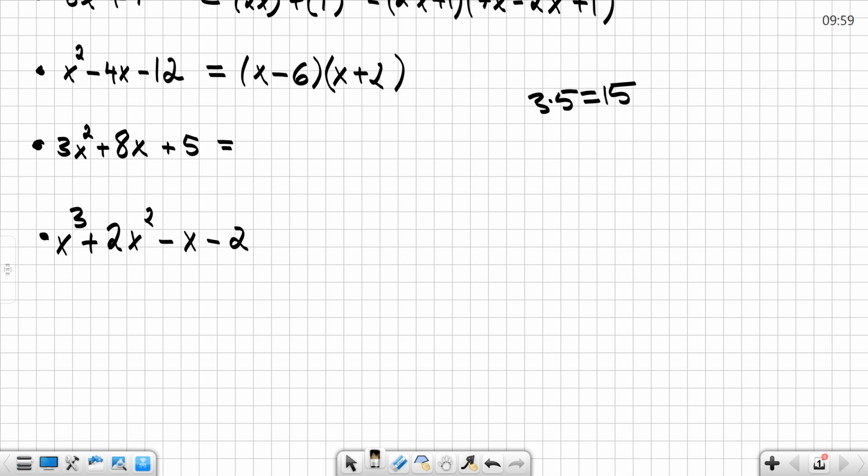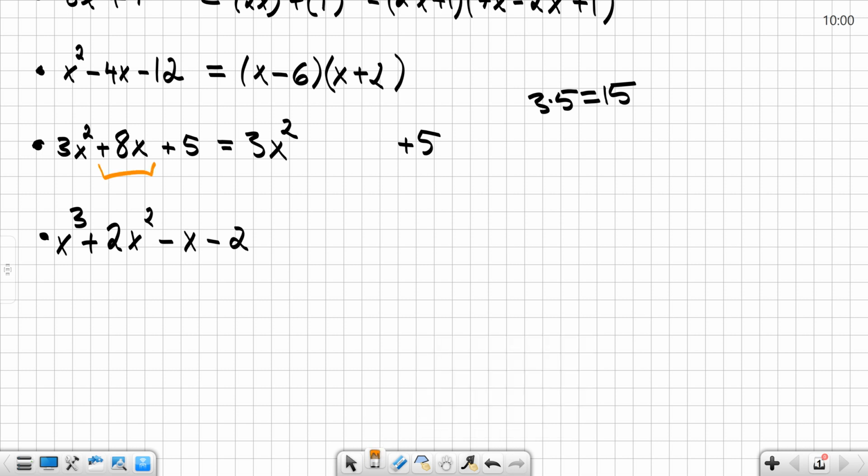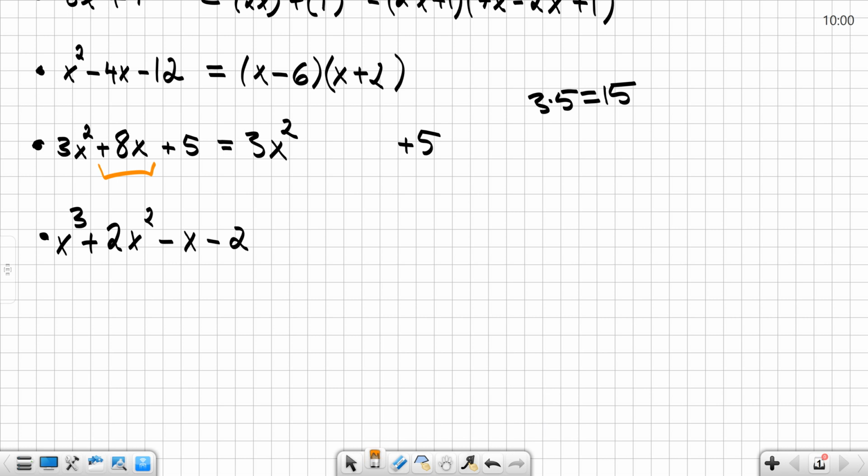So in other words, I'm going to set this up as the following. I write down 3x squared and positive 5, and the middle term, the 8x, I had to split into two terms so that I then can use factoring by grouping. I'm looking at 15, and I notice that 3 times 5 is 15, and 3 plus 5 is 8. That means 3 and 5 are going to be working.